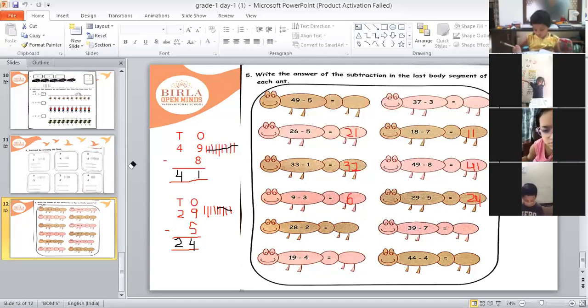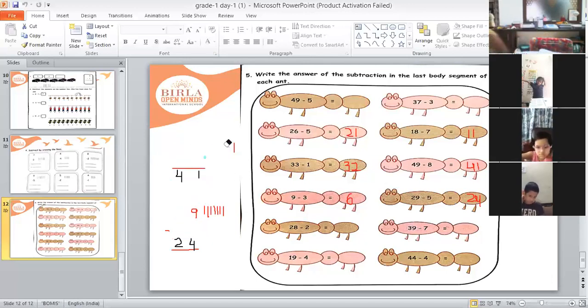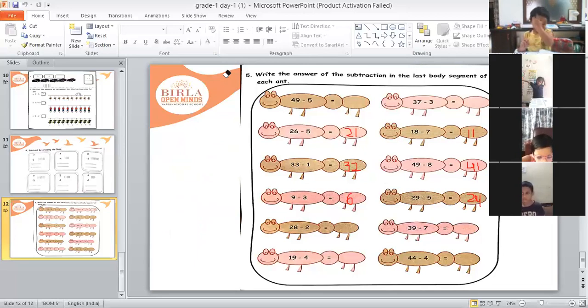Now next one. Yes, children, and there is one more way, right? Instead of drawing these lines, we can do subtraction by using another method also. That is by using our fingers. So we'll do that one. Hanvit, you read next question. Hanvit? Yes, ma'am. Yeah, read 11th question. Okay, ma'am.